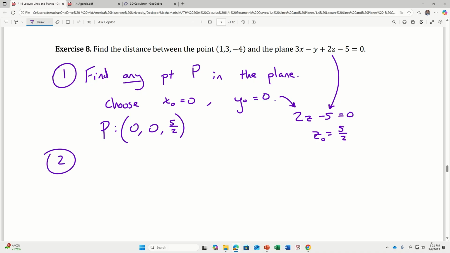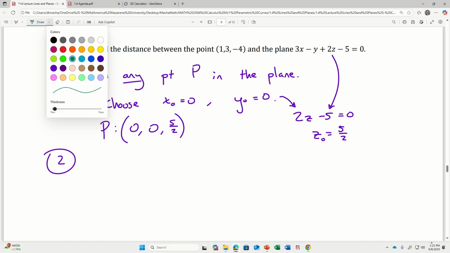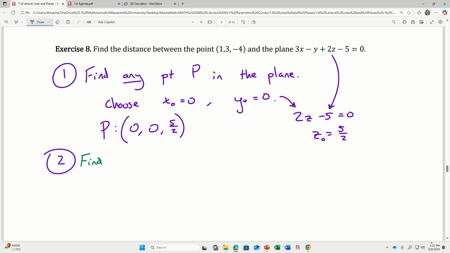Step number 2. I have to find the vector PQ, which is going to be Q minus P, which is going to be 1 minus 0, 3 minus 0, and negative 4 minus 5 over 2, which is like negative 8 over 2 minus 5 over 2, which is negative 13 over 2, right? Correct me if I'm about to get that wrong.